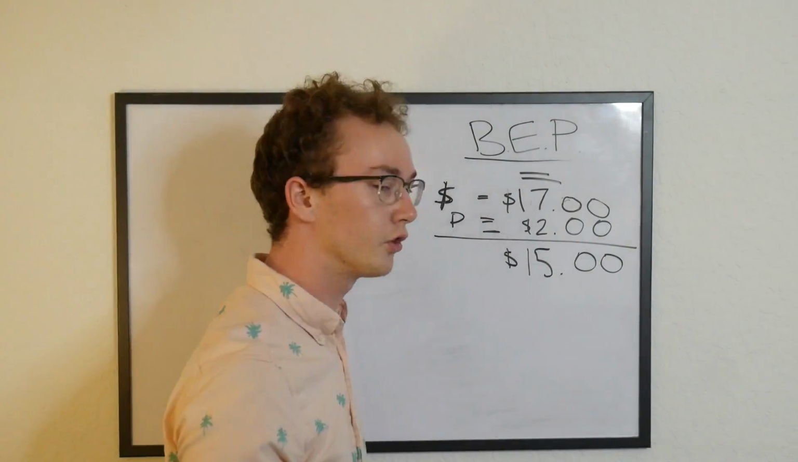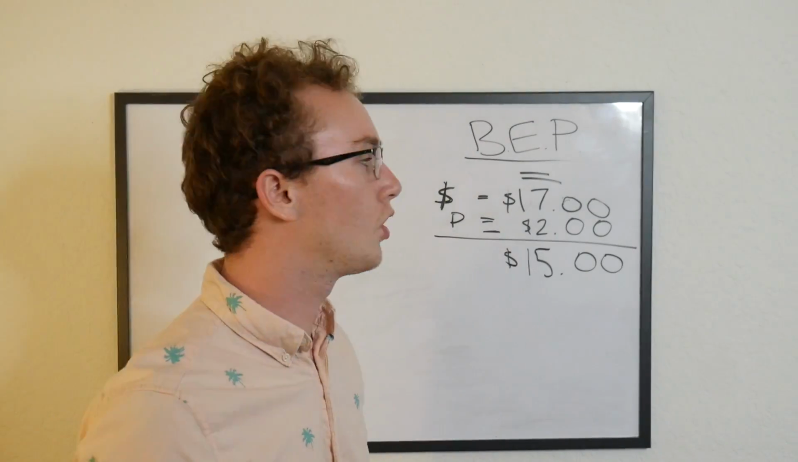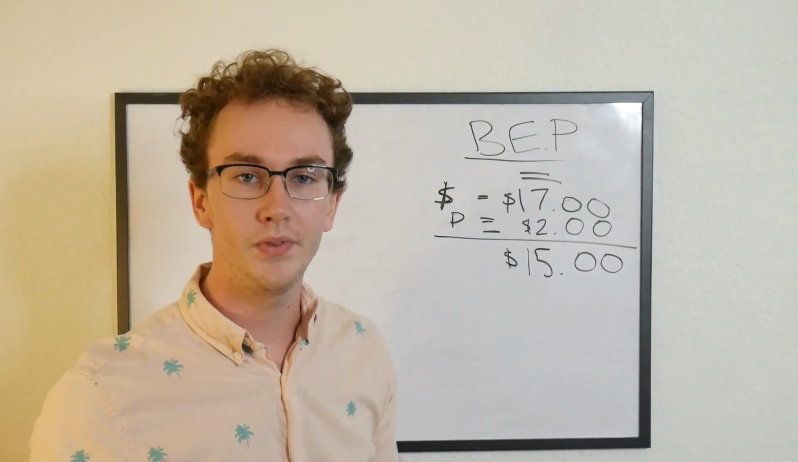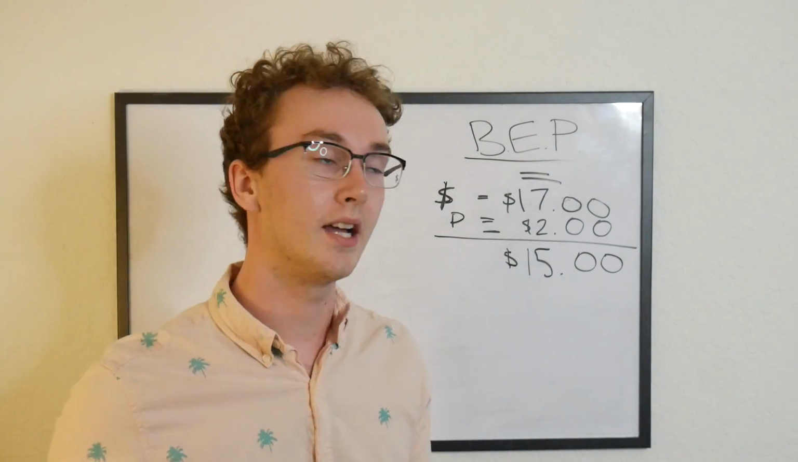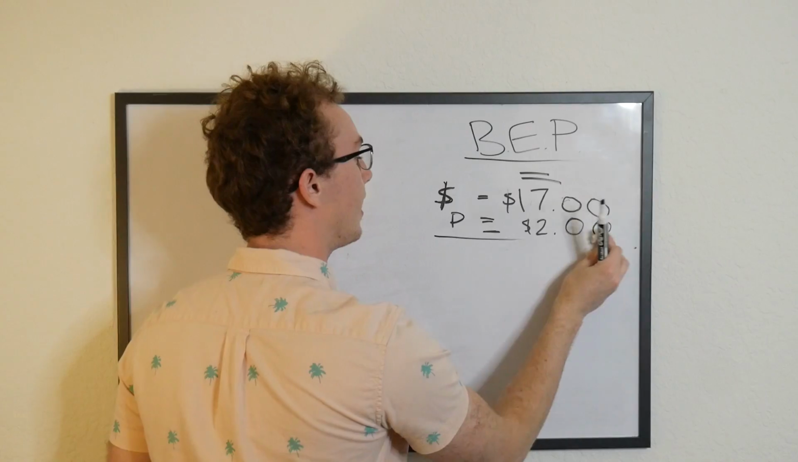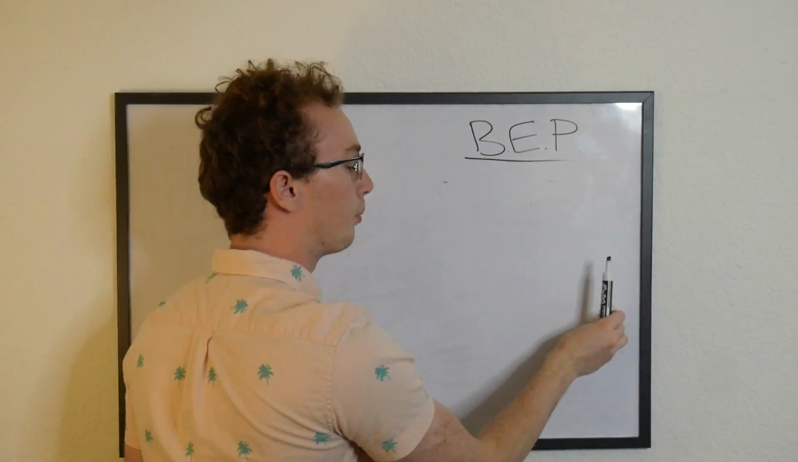So then you have $15 total at the end of the day. So what does this BEP mean? What is that $15? That is basically the amount of money that you have to spend on ads. So you want to let your ad set run up until the break-even point.